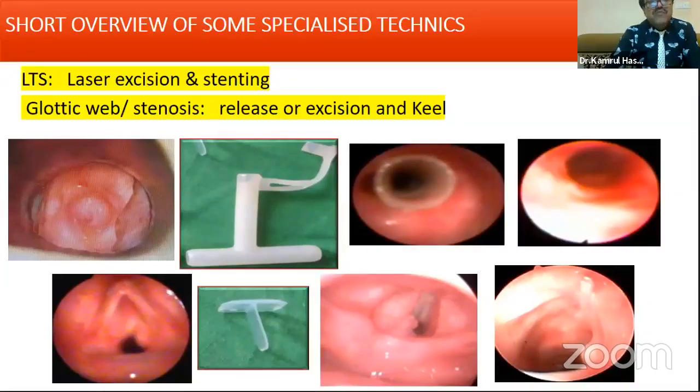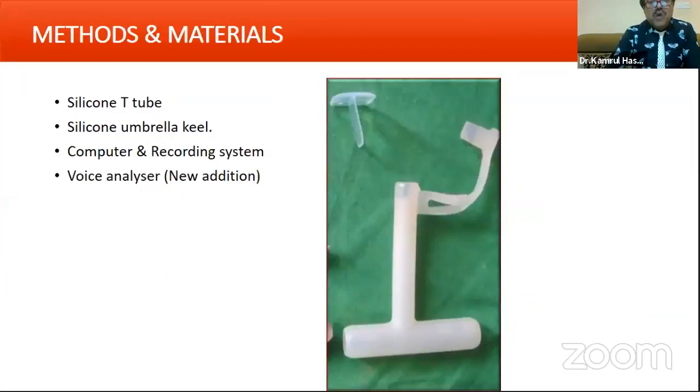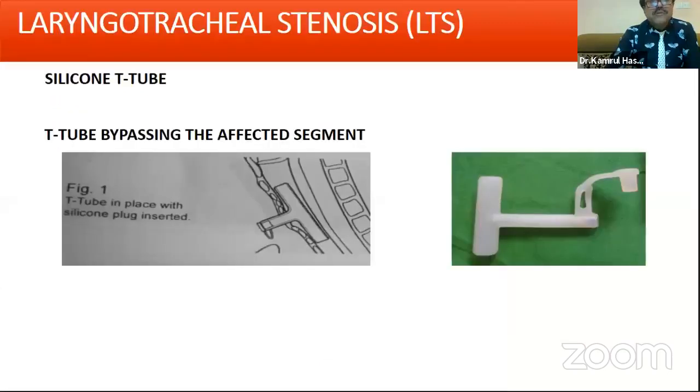We have done more than 50 patients. Now for the patient, it is not a dream. It is not necessary to refer the patient outside. This is a T-tube, but now they think it should be cheaper. A silicone T-tube, a silicone umbrella keel, can be used.